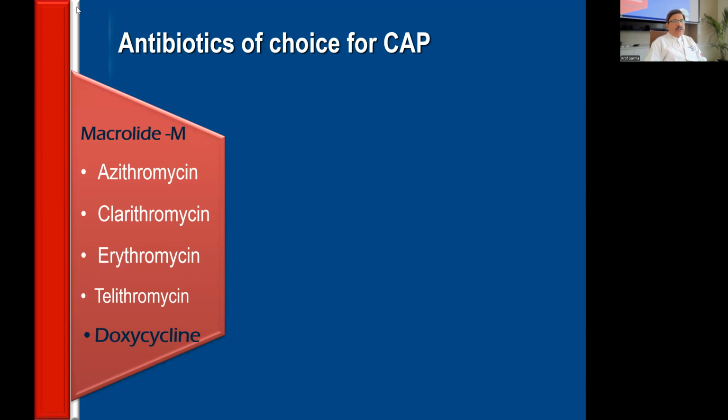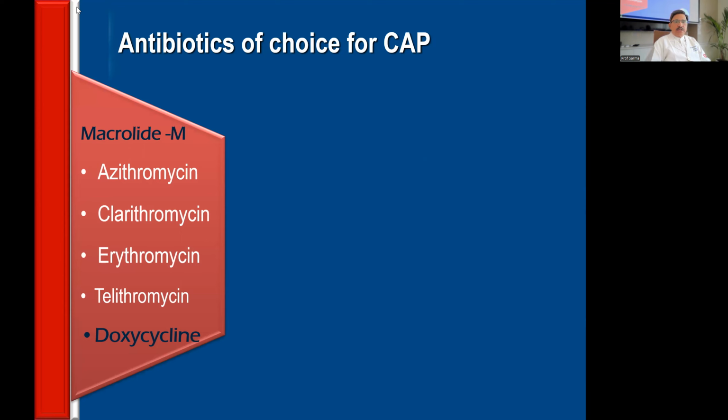Macrolides, and doxycycline is not a macrolide, but that is also considered as the first group of drugs. The first group of drugs are doxycycline and macrolide. Macrolide we hereafter call M. Doxy we call dox. Okay. What are the M's we have?